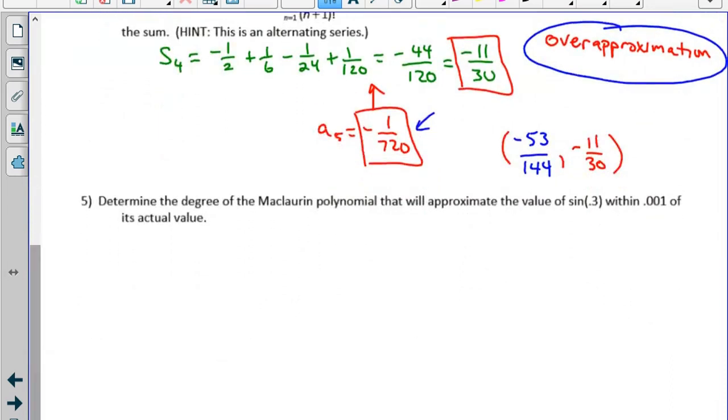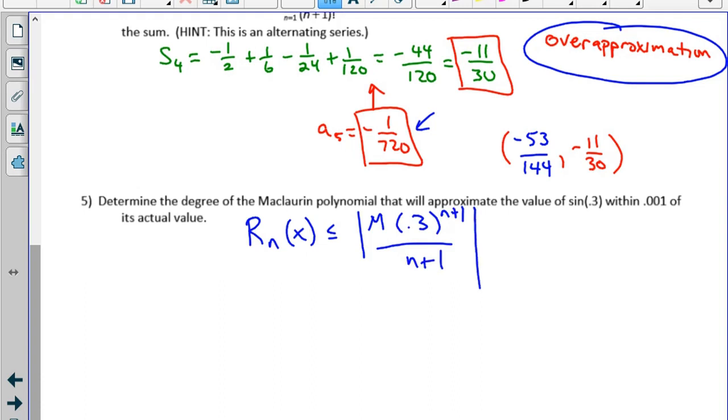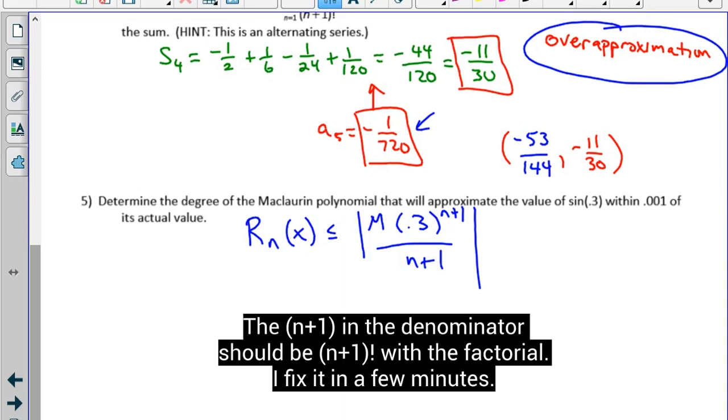Problem 5. Determine the degree of the Maclaurin polynomial that will approximate the value of sine of 0.3 within 0.001 of its actual value. So I need R sub n of x to be less than or equal to the maximum possible derivative of sine, cosine, whatever, times 0.3 to the n plus 1 over n plus 1 factorial. By the way, M is going to be 1.